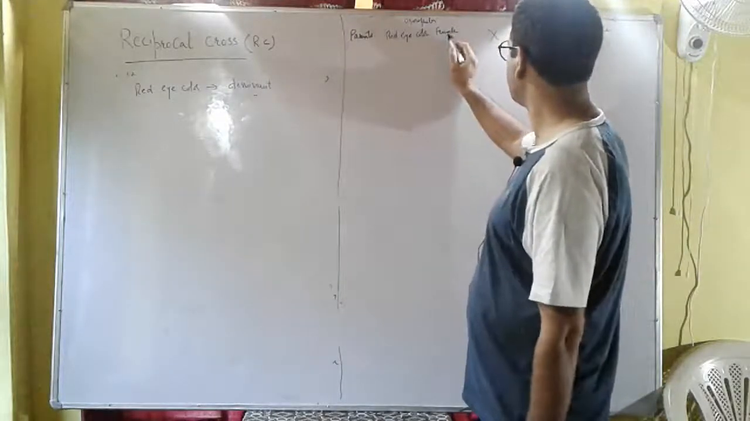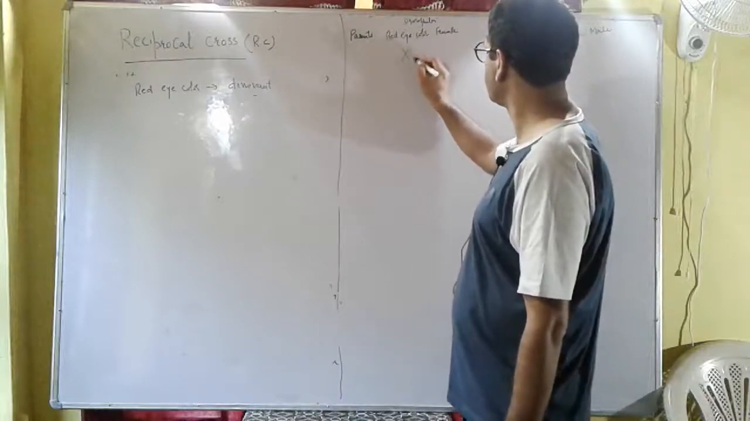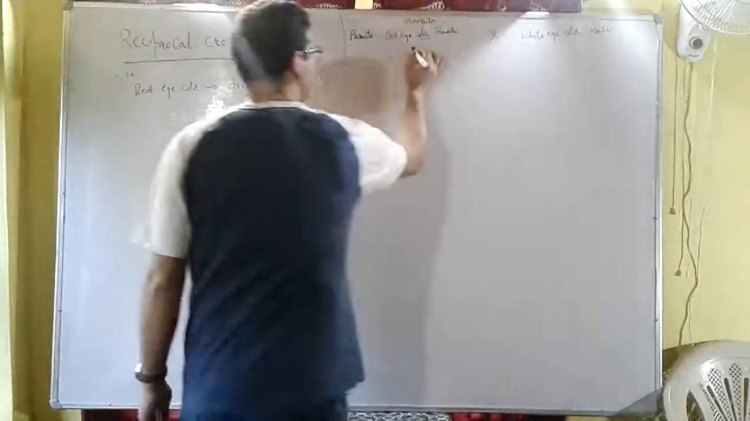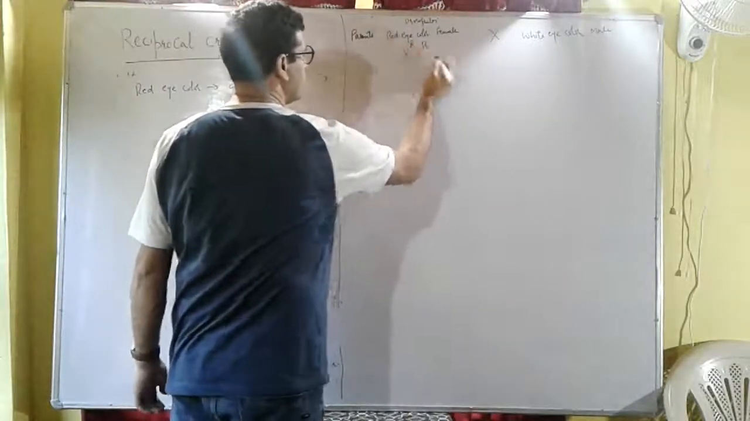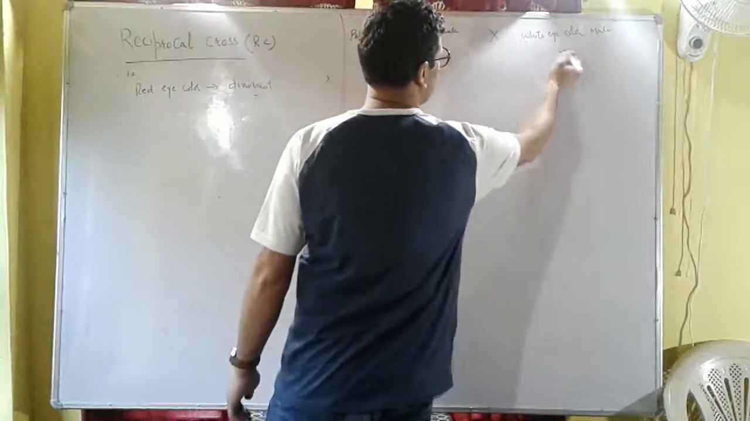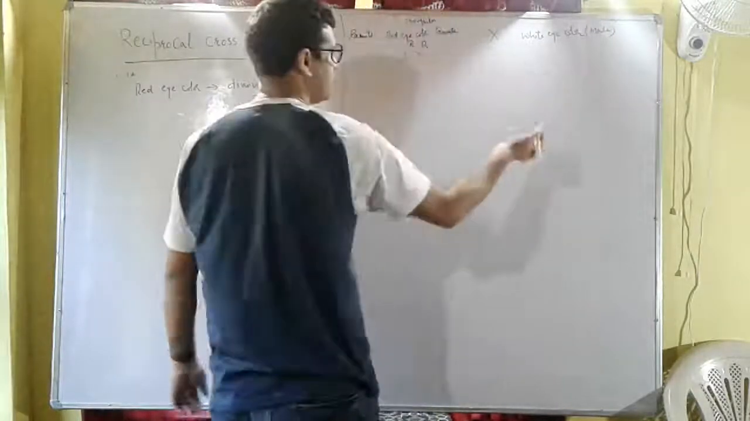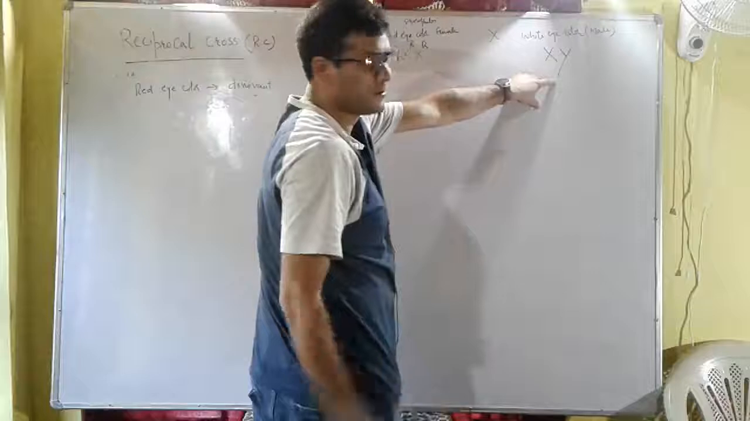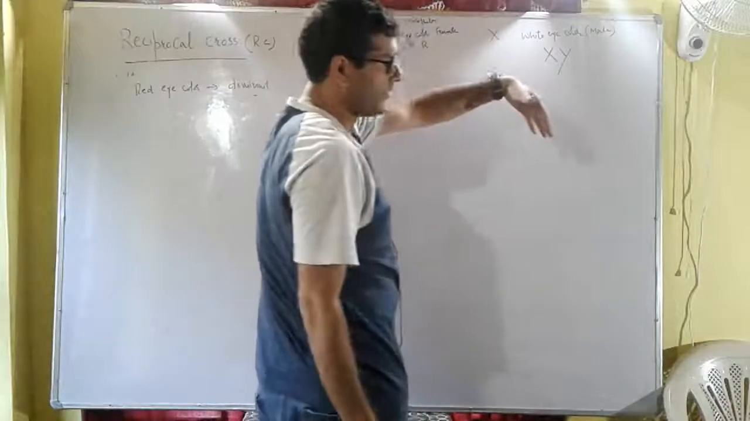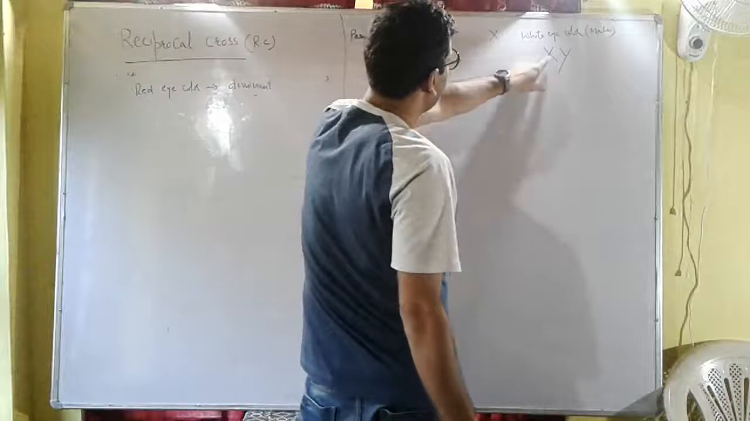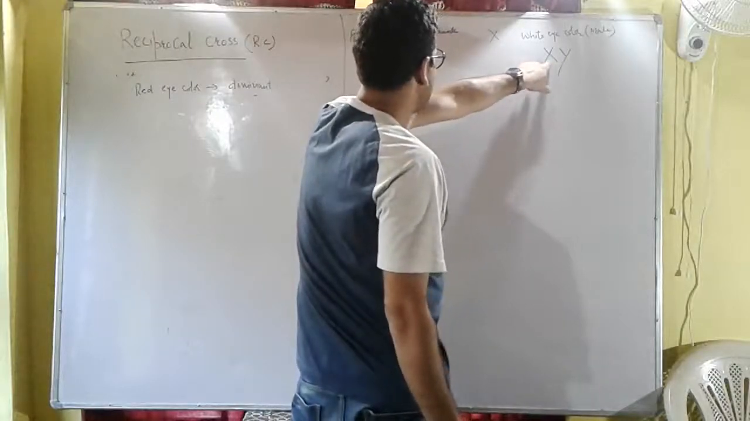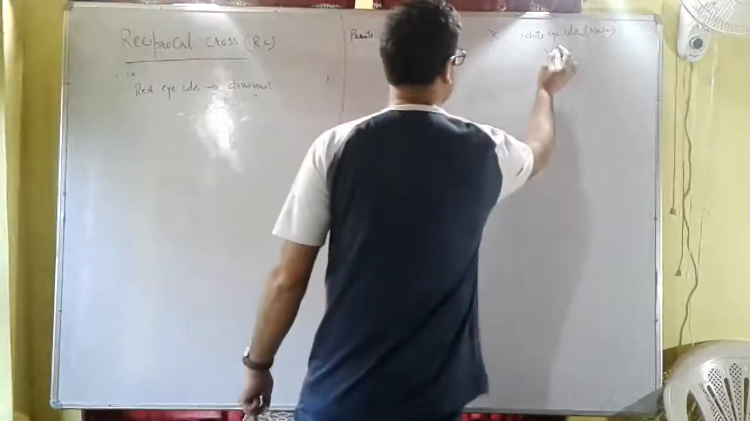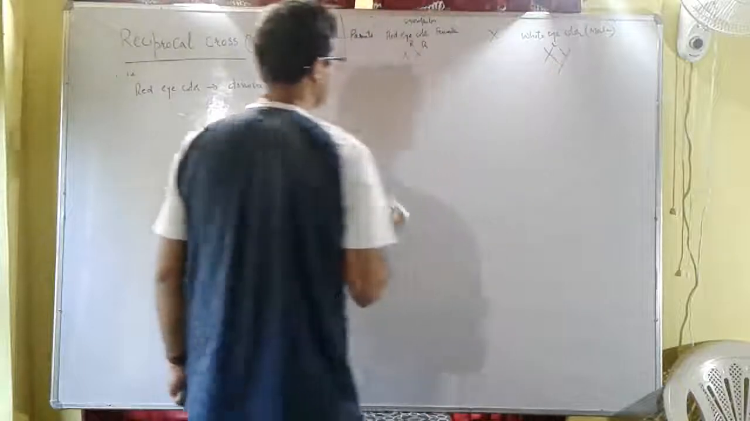So for this female the genotype is capital X capital R, capital X capital R, since red eye color is dominant. For the white-eyed male, the genotype would be small X small r and Y. This gene is located on the X chromosome, so it is an X-linked gene, an X-linked trait.